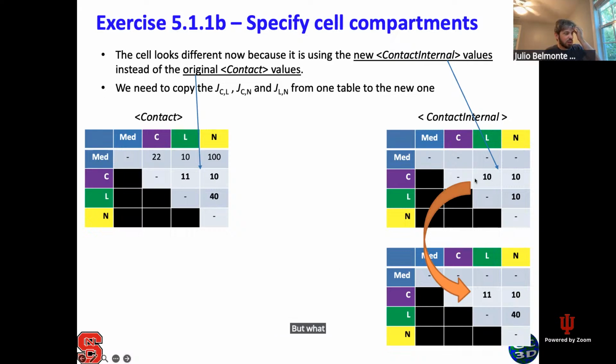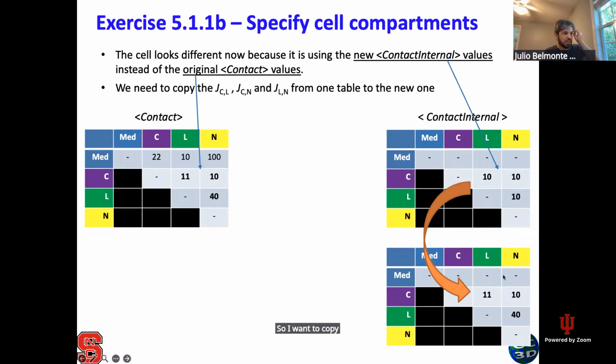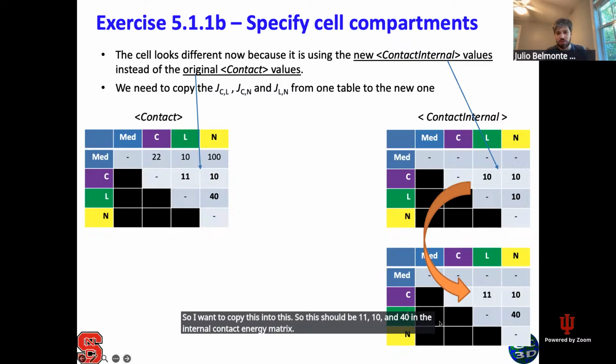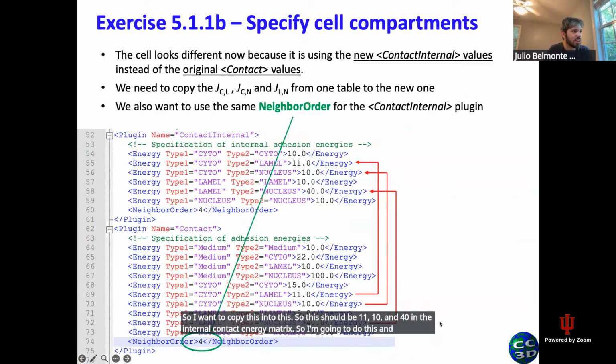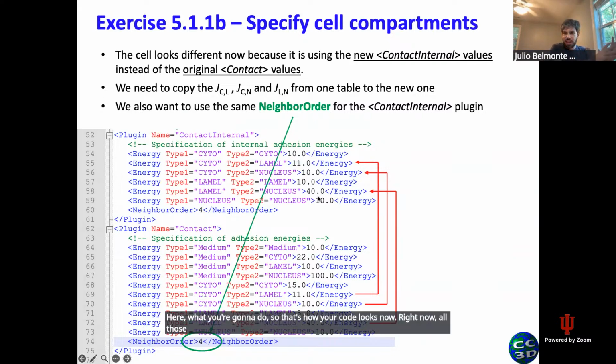So what you want to do now is change your contact energy from 10, 10, 10 to exactly the same energy that you have in external energy. Okay. So I want to copy this into this. So this should be 11, 10, and 40 in the internal contact energy matrix. So I want to do this. So that's how your code looks now. Right now, all those values here are 10 by default. I want you now to copy these values into here.